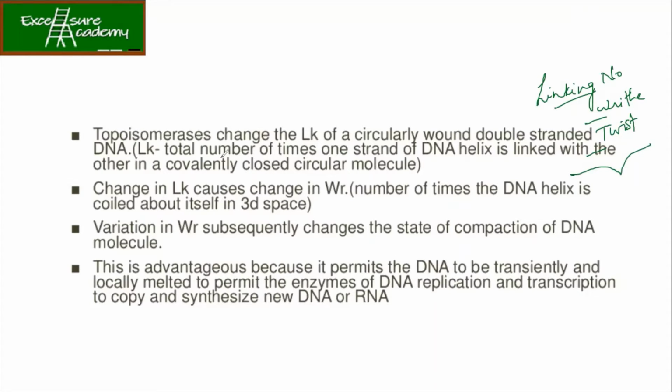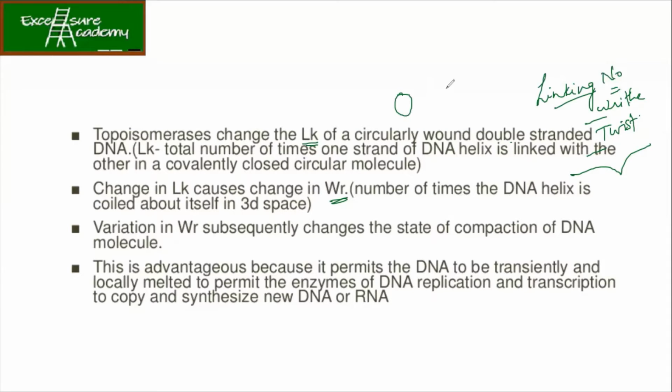Okay, so linking number. Look at the function of topoisomerase. When you say that it removes the supercoiling, it means it changes the linking number, and your linking number is equal to writhe plus twist. So topoisomerases change the linking number of a circularly wound double-stranded DNA, where linking number is the total number of times one strand of DNA helix is linked with the other in a covalently closed circular molecule. So this is what we are talking about in the case of circular DNA. Now change in linking number will cause change in the writhe. Now what is writhe? The number of times the DNA helix is coiled about itself in 3D space.